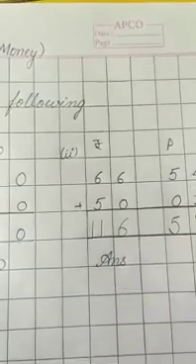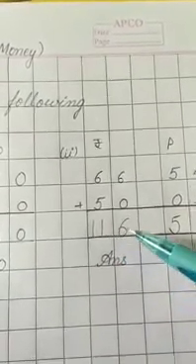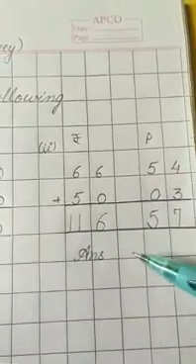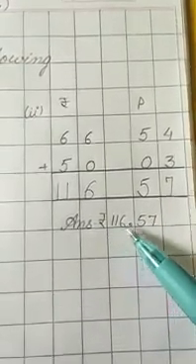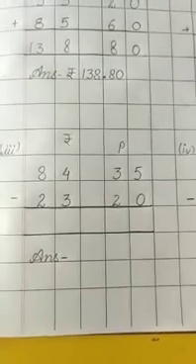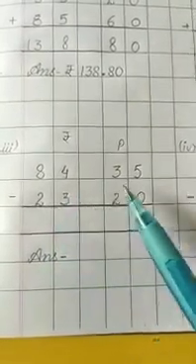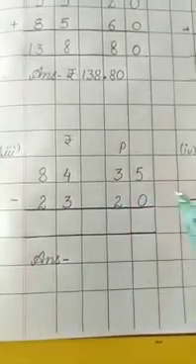So here we got the answer as 116 rupees and 57 paise. So let's write it here. So we have written the answer here, children, that is rupees 116 and 57 paise. Now let's see one more question, children. In this question you have to subtract rupees 23 and 20 paise from rupees 84 and 35 paise.